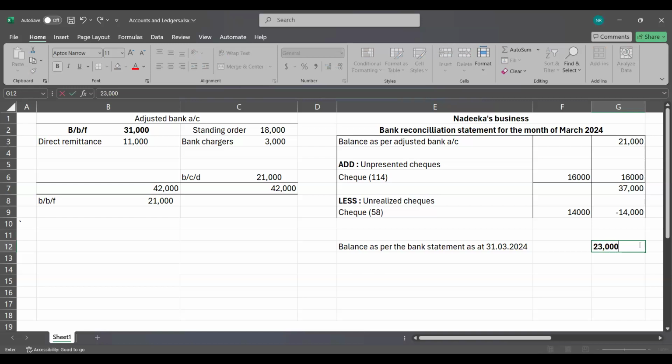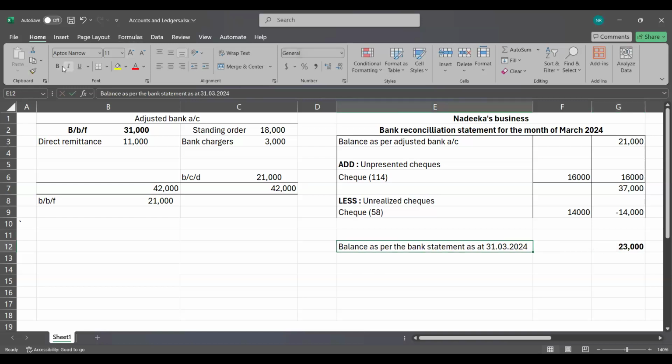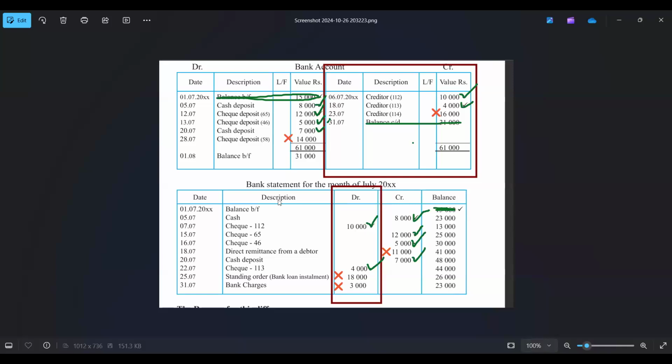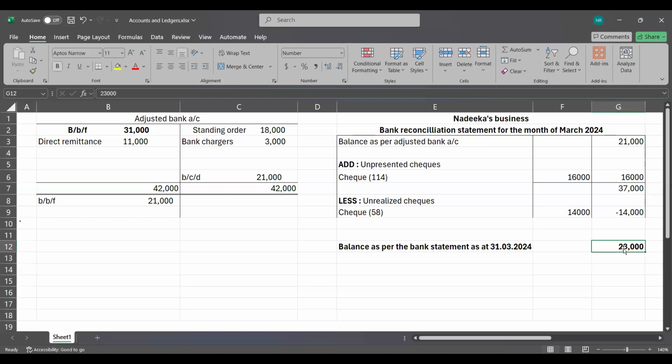So we get 23,000, right? Are we all good with that, guys? So now let's check with the balance. So this 23,000 should be the same as the one over here. See, the final balance of your bank statement is also 23,000, isn't it? The balance in your bank statement is also 23,000, and the balance that you got after adjusting is also 23,000, which means that your answer is correct. So this is how you check whether your answer is correct or incorrect.